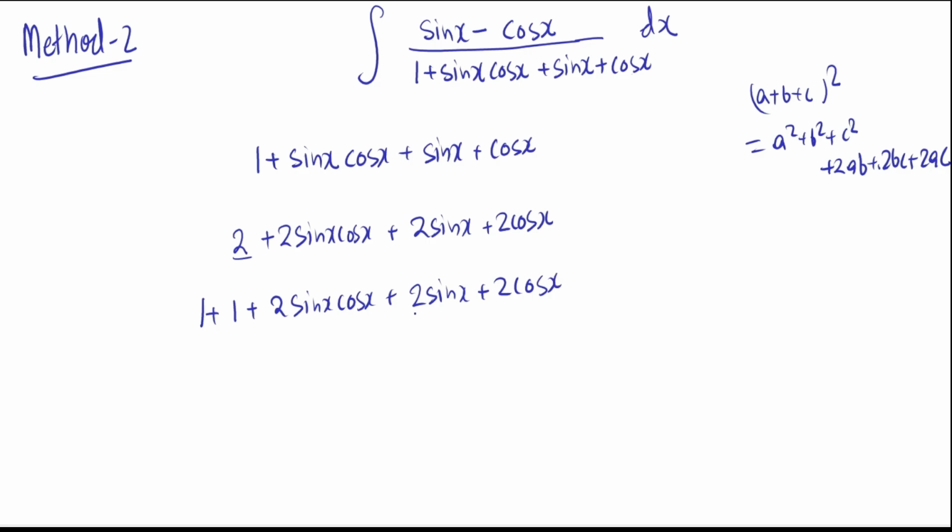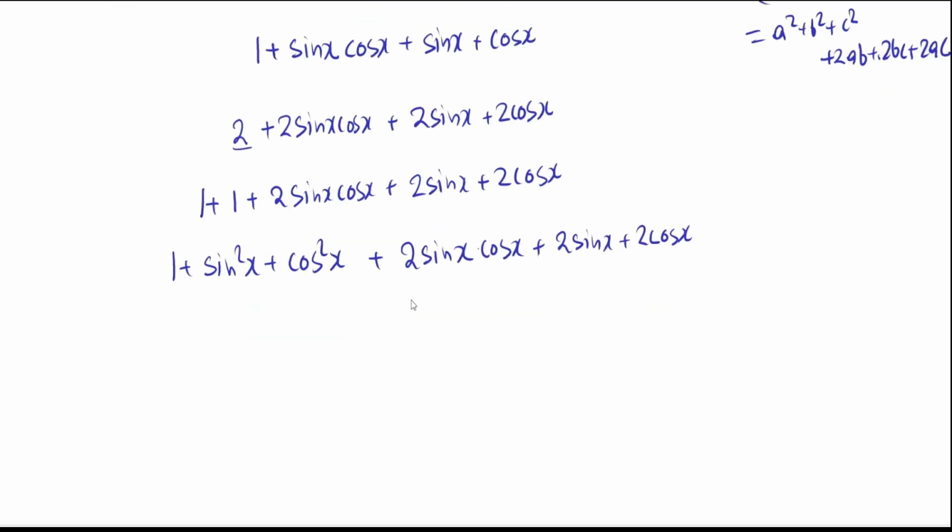And I can write 1 as sin square x plus cos square x plus 2 sin x into cos x plus 2 sin x plus 2 cos x, right? I'm also dividing this by 2, so I will take care of it later. Okay, so this is basically 1 plus sin x plus cos x, whole square, right?